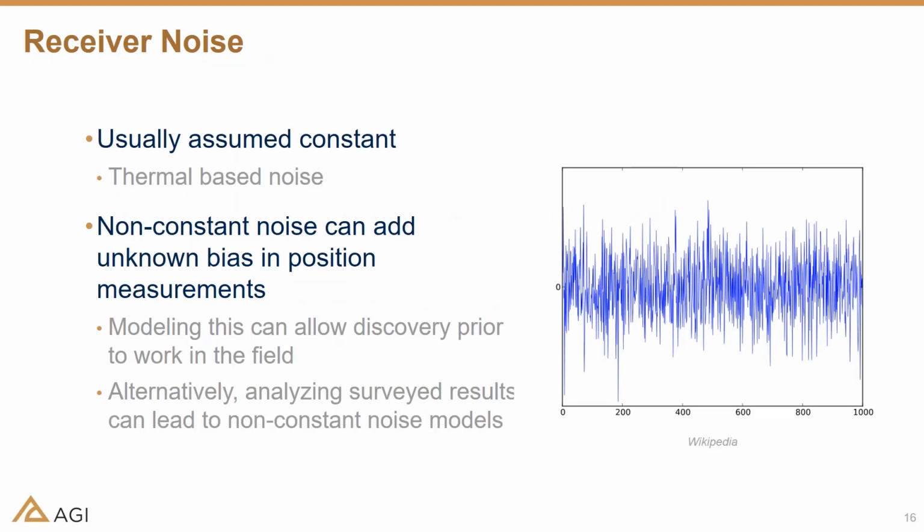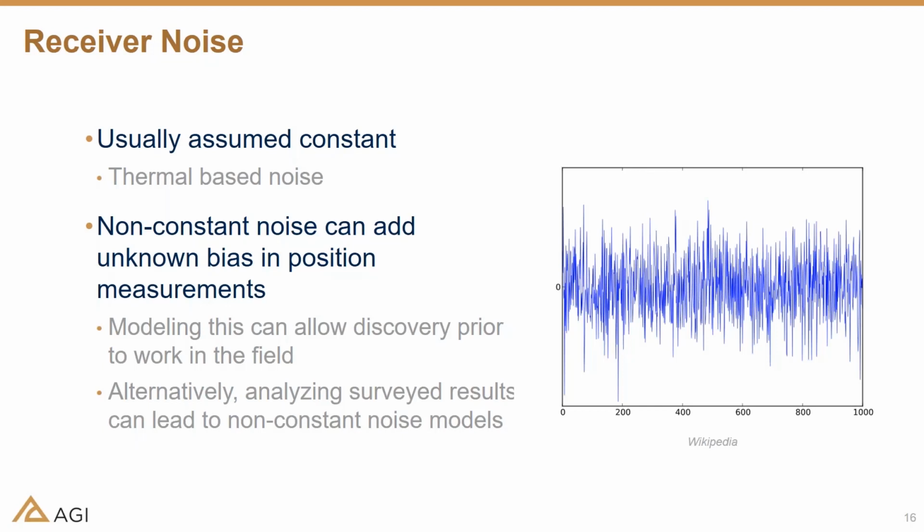Okay, from drop signals, we'll move down into receiver noise. Typically, receivers expect noise to be a constant. It's typically a thermal-based noise, and it's constant across all channels, but that's not typically what you would see in the field. Receivers can see non-constant noise, and if you know what that is, you might be able to model that and then get more accurate results in the field.